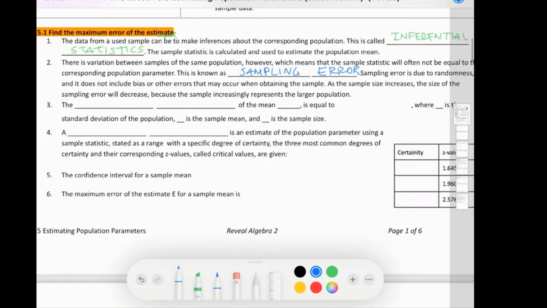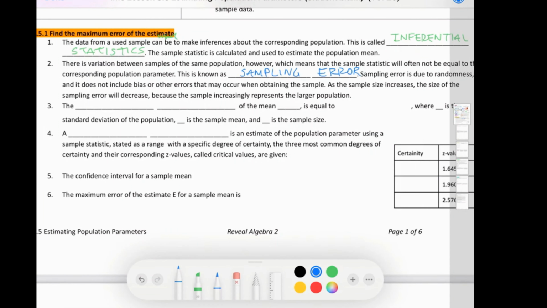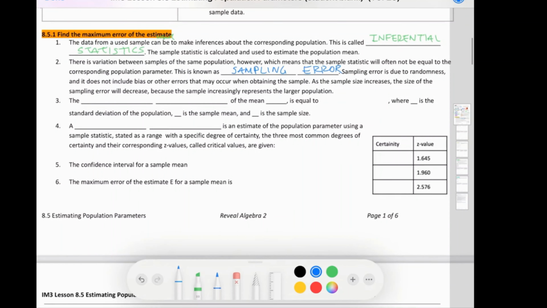And this is called a sampling error. Sampling error is due to randomness, and it does not include bias or other errors that may occur when obtaining the sample. And as the sample size increases, the size of the sampling error will decrease because the sample increasingly represents the larger population.